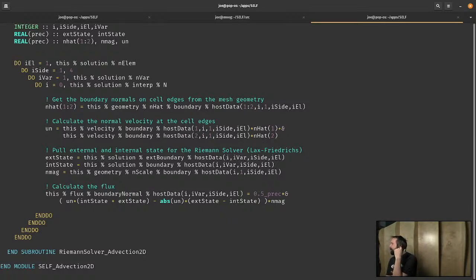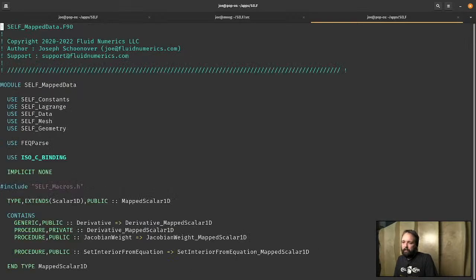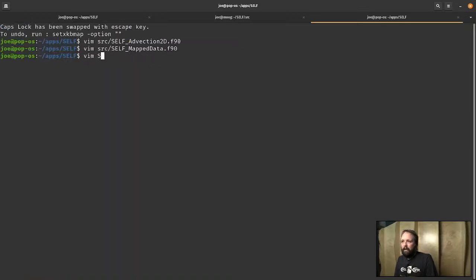Yeah, it's saying 4 out of 5, which suggests the correct array is 5-dimensional. Oh yeah, definitely. Yeah, I absolutely picked up on that. Yeah, the deal is, so let me show you the mapped vectors. So let's look up vector 2D. Okay. Actually, those attributes are going to be defined in the abstracted classes in self-data.